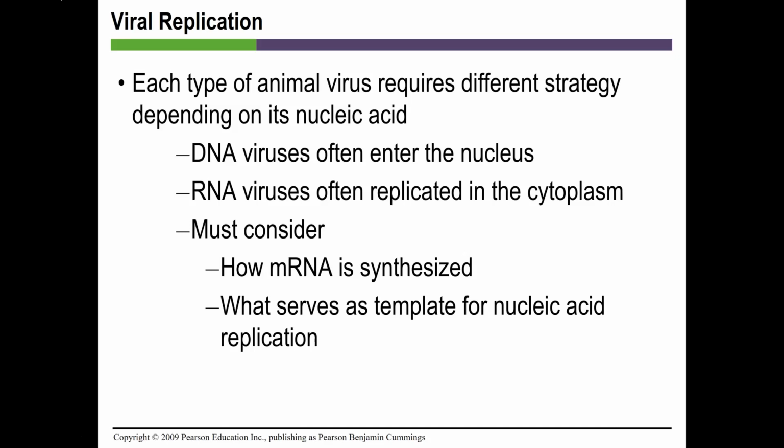RNA viruses are going to have to use their own special polymerase to deal with the RNA genome because our own cells don't deal with replicating RNA. Eukaryotic cells make RNA from DNA, but they don't replicate RNA. It's an important point for viral replication to consider how messenger RNA is going to be synthesized. What's the template for the genome?